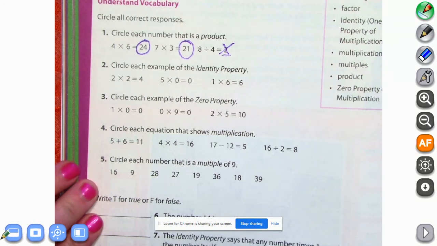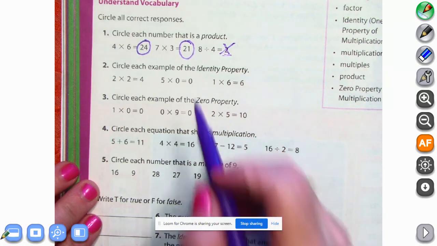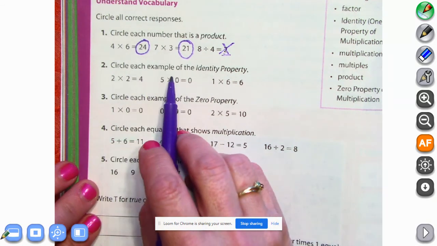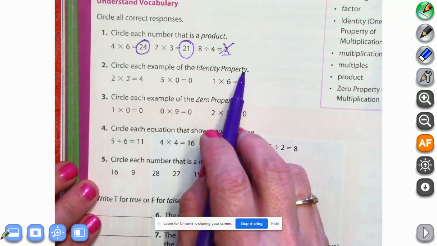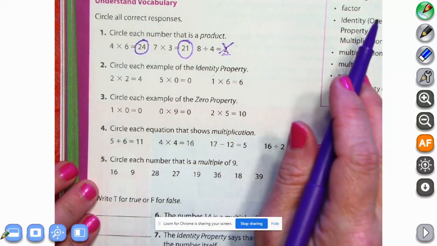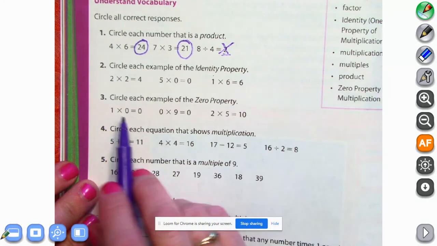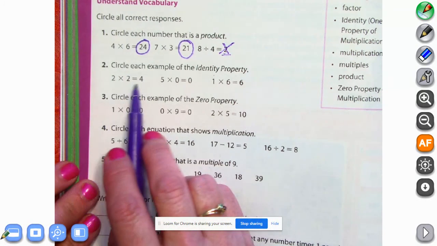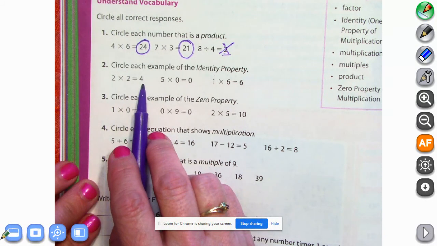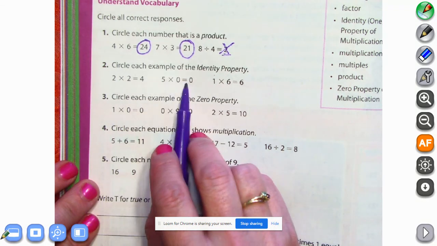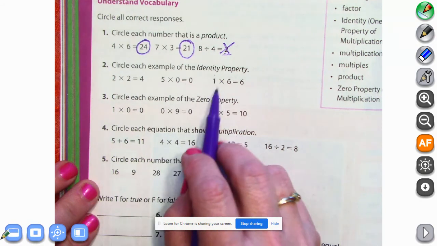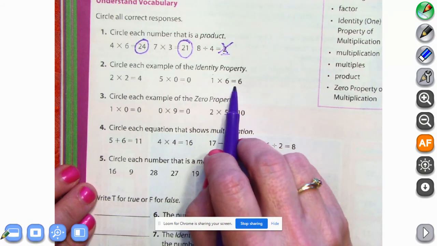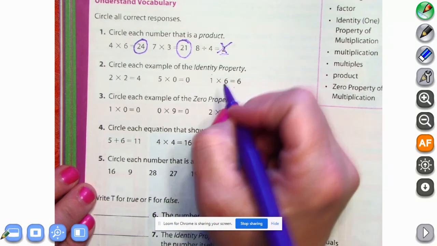All right. Number 2, circle each example of the identity property. Remember, the identity property is also called the 1. It says right here, 1 property. So 2 times 2 equals 4. Is that an identity property? No. 5 times 0 equals 0. Is that an identity property? No. 1 times 6 equals 6. Is that an identity property? Yes.